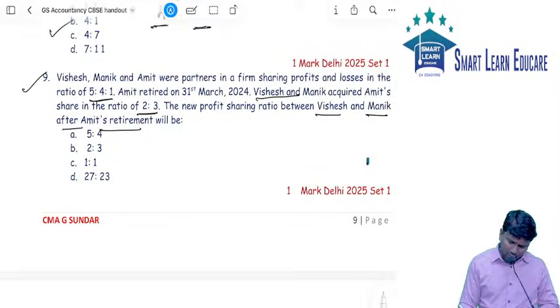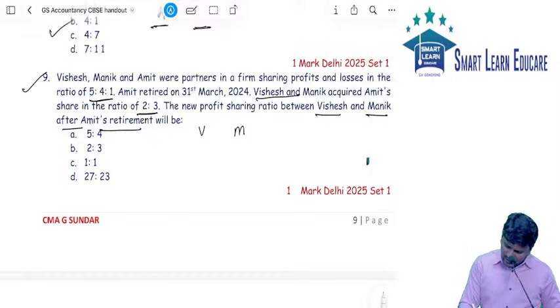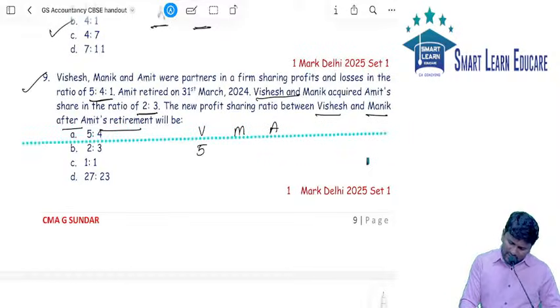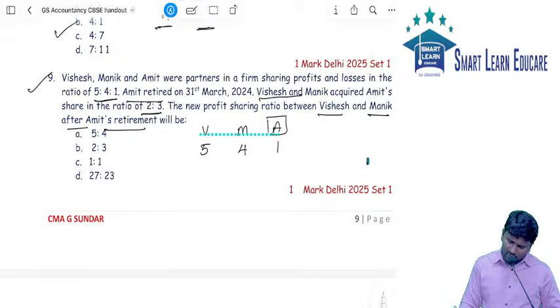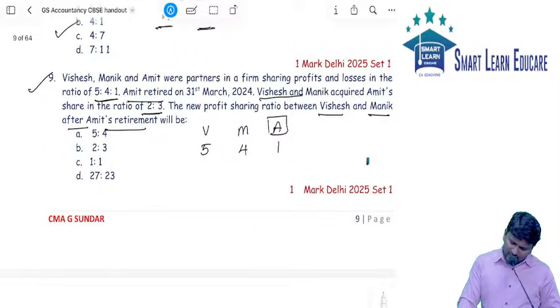So, how to solve this question? What is the old ratio between V, M, A? It is 5:4:1. Who retired from the partnership firm? A retired from the partnership firm. And what is A's share? 1 out of 10. 1/10 is A's share.